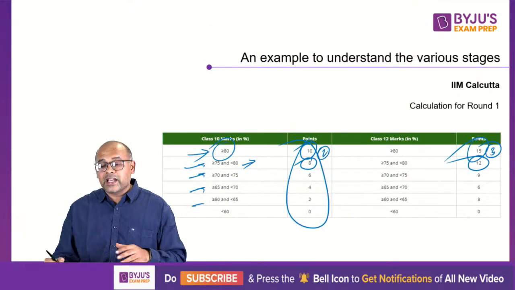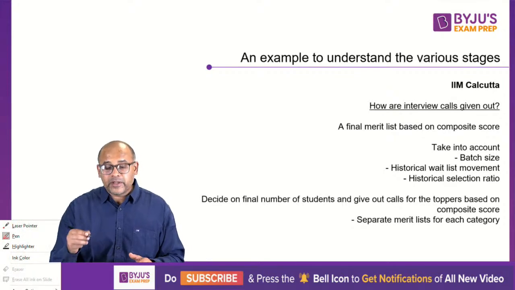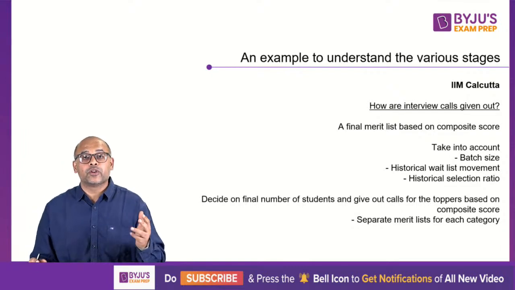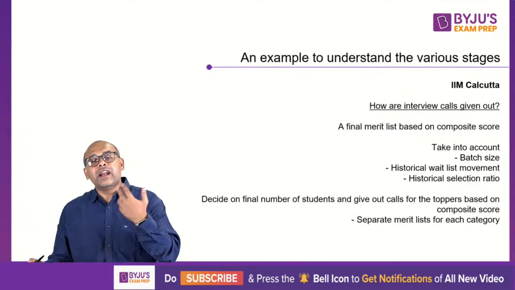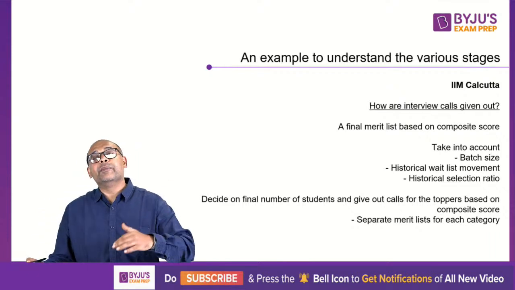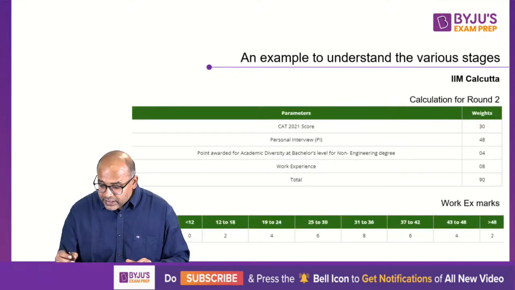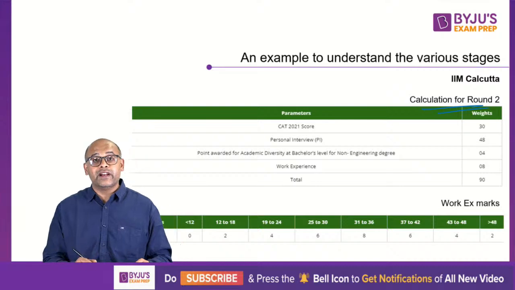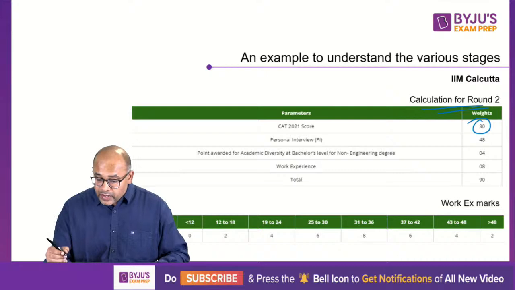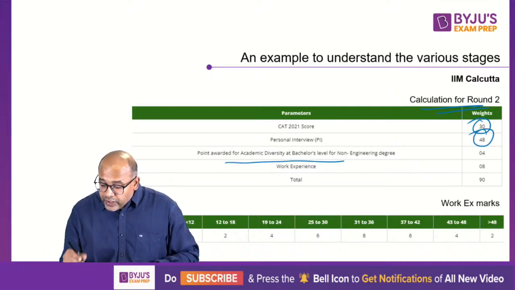So once I get this, let's say I am in the list of students who made the top 1200 based on the composite score, I will be getting my interview call. Let us say I go to the interview, give my interview well, I write my WAT, I wrote it well. Then they will make the second composite score. Now, what is it that they do in the second round? So this is what they declared last year. CAT score this time only 30% weightage. Personal interview 48% weightage. Points awarded for academic diversity.